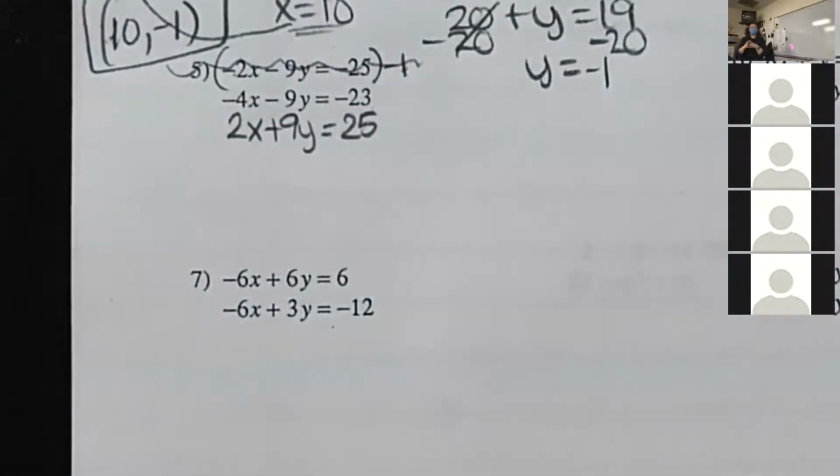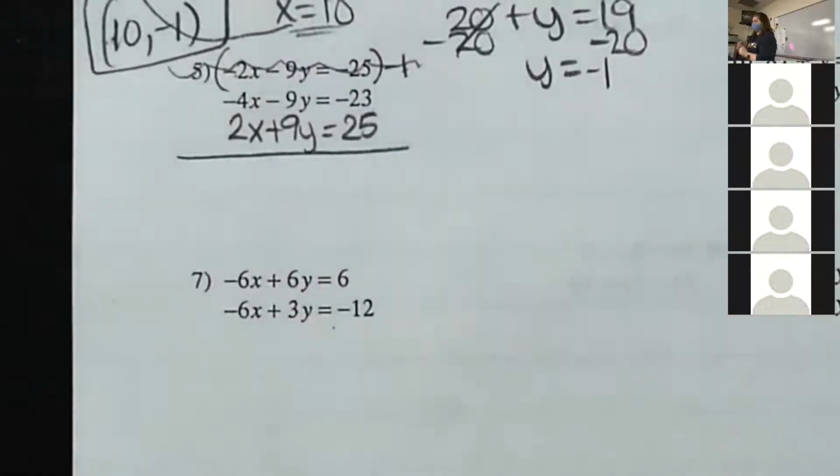Would the 9y be gone? Now we haven't added down yet. All we did was change it so that they are opposite of each other. Now we're going to add down. Okay. So I'm going to put a little line here. I'm going to add down. Yes, the 9y's are gone now.